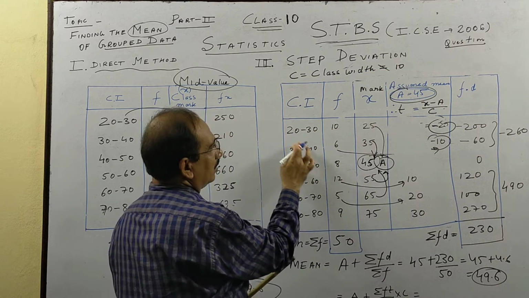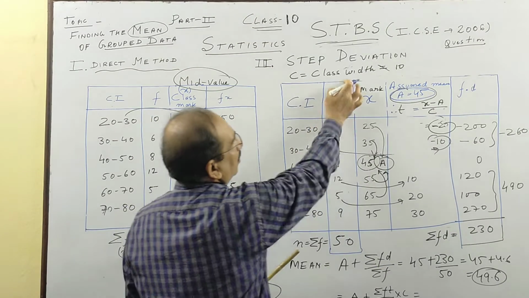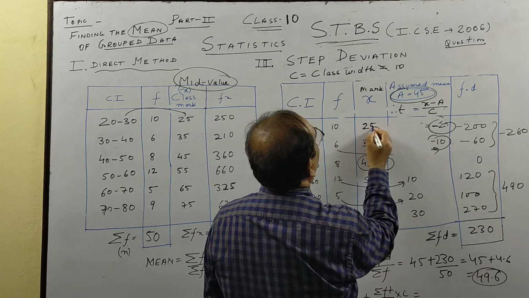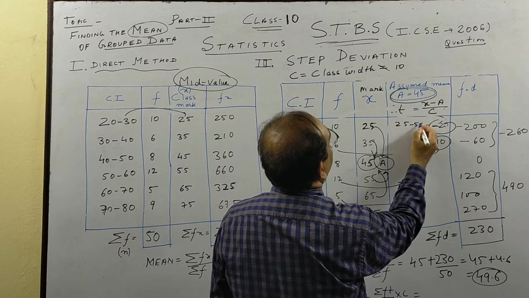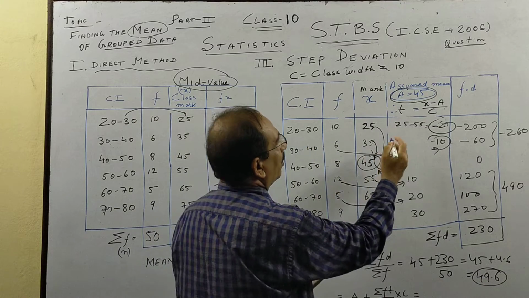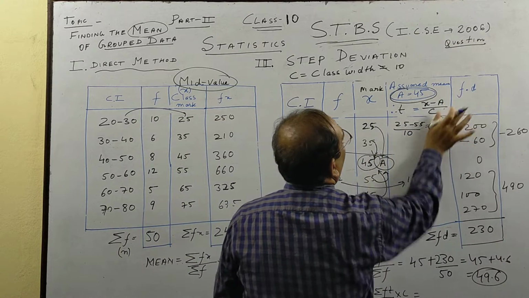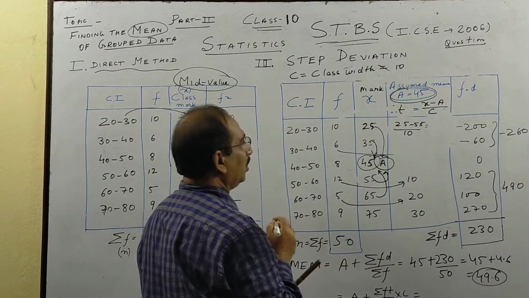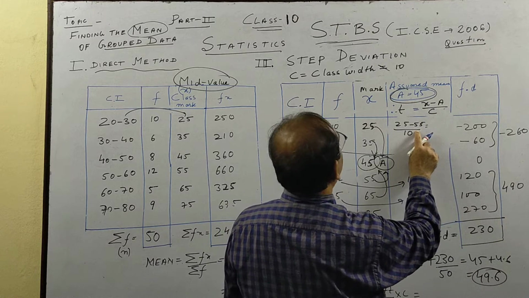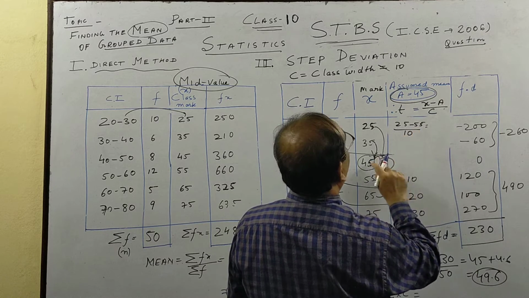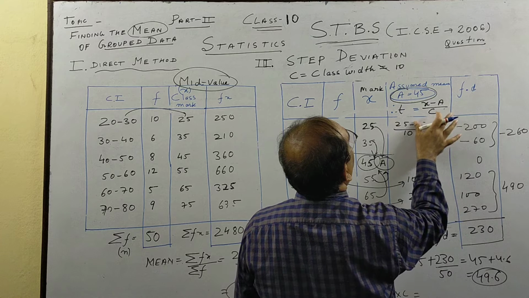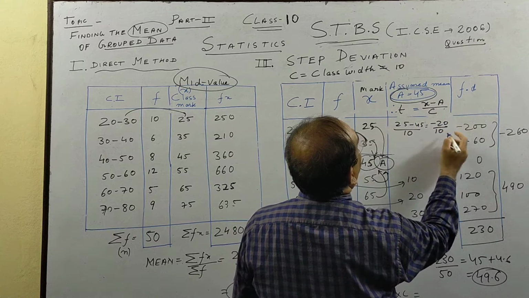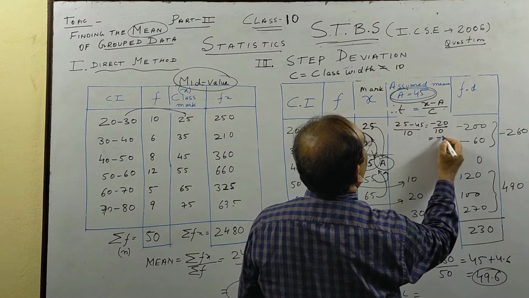See the width of the class: 10, 20, 10, 10, 10. This is called class width. So what happens, children, here? We get 25 minus 55 like before. See your paper. We divide by 10. So what happens, children? Before you will see, the assumed mean is 45. So we got minus 20. You divide by 10. You will get minus 2 here.